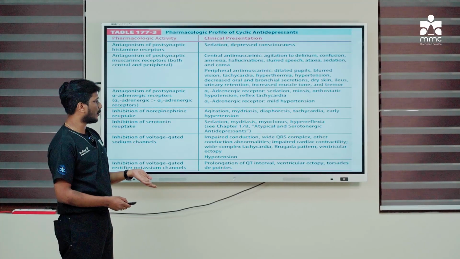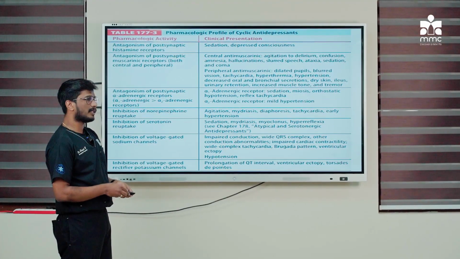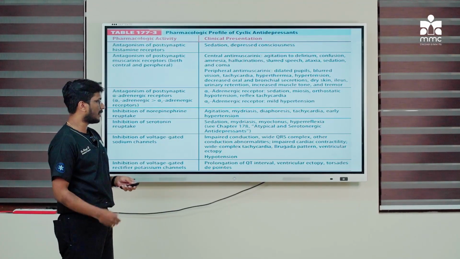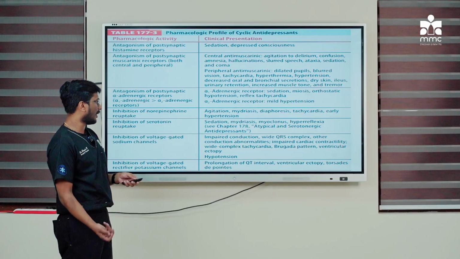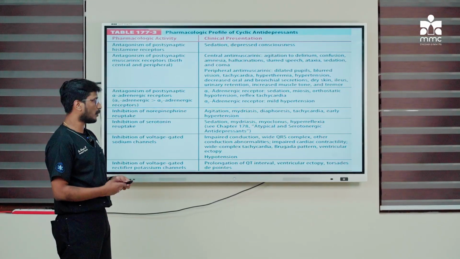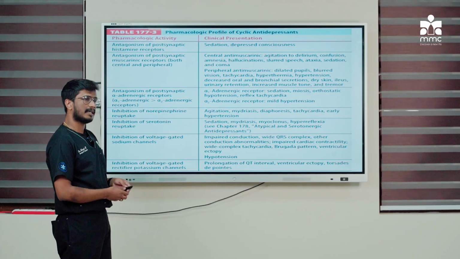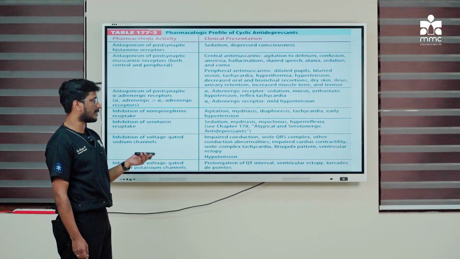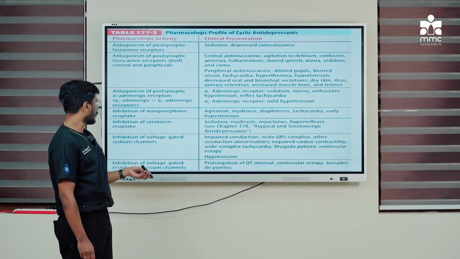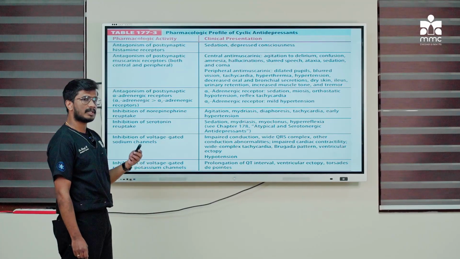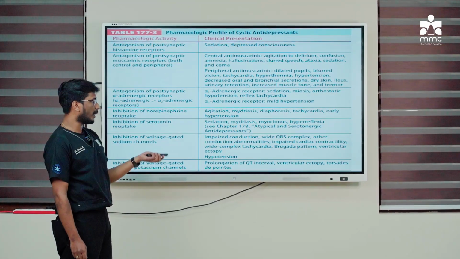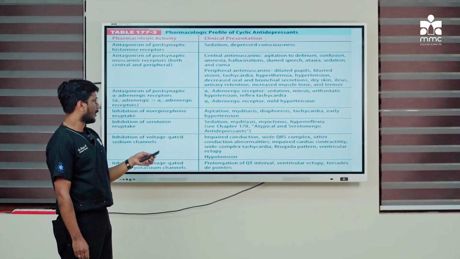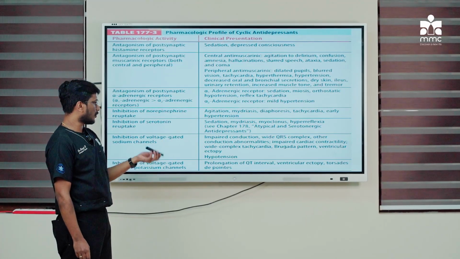Alpha 2 adrenergic receptor blockade causes mild hypertension. Inhibition of norepinephrine reuptake increases the norepinephrine in the synaptic cleft. It causes agitation, mydriasis, tachycardia, hypertension. Inhibition of the serotonin reuptake means it increases the serotonin in the synaptic cleft. It causes sedation, mydriasis, myoclonus, hyperreflexia. Inhibition of voltage gated sodium channels mainly causes cardiac rhythm disturbance, that is wide QRS complex, other conduction abnormalities, impaired cardiac contractility, Brugada pattern, ventricular ectopy, and also causes hypotension.